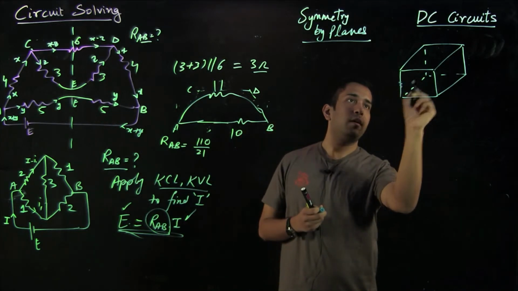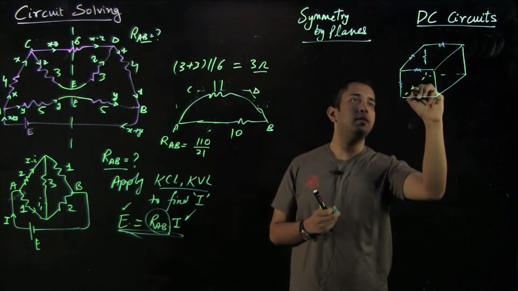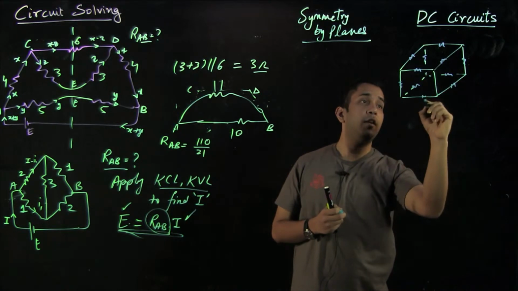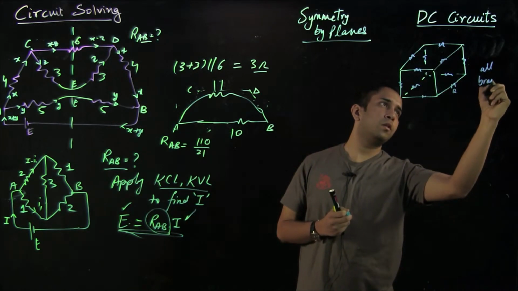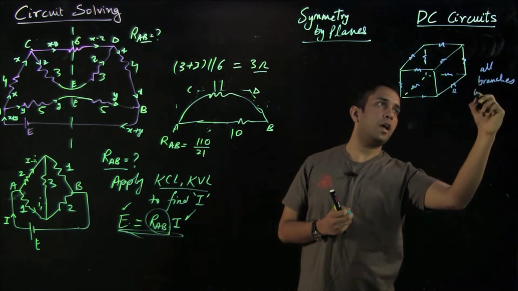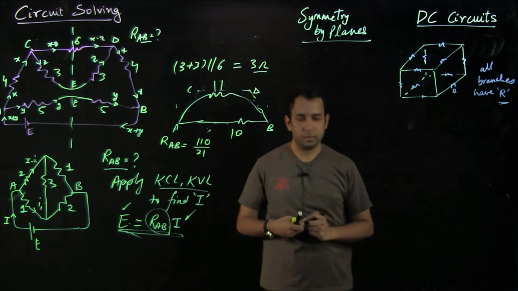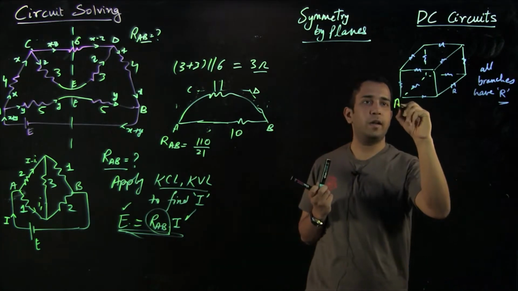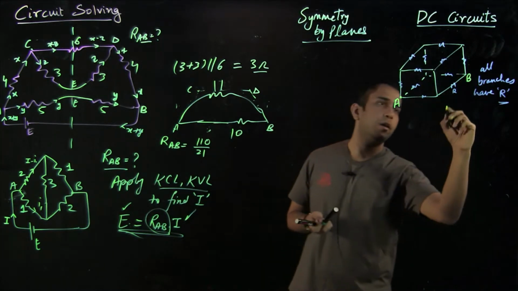every branch has a resistance R. So all branches have R. And now I have been given that this diagonal thing is AB, and I need to find RAB.